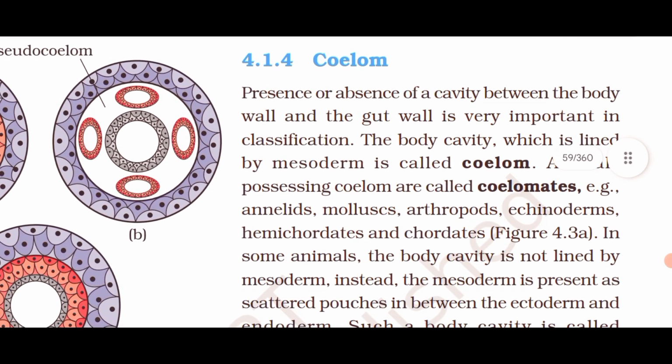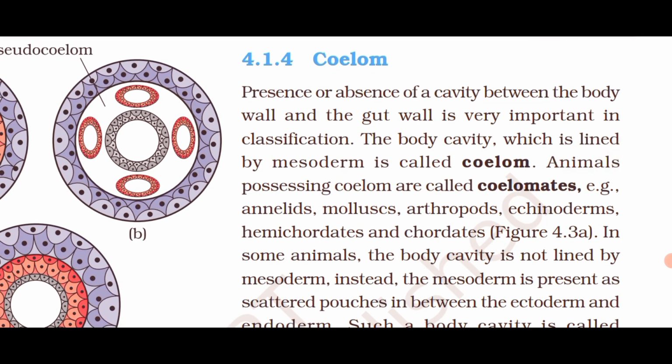4.1.4 Coelom. Presence or absence of a cavity between the body wall and the gut wall is very important in classification. The body cavity, which is lined by mesoderm, is called coelom. Animals possessing coelom are called coelomates, e.g., annelids, arthropods, molluscs, echinoderms, hemichordates, and chordates.